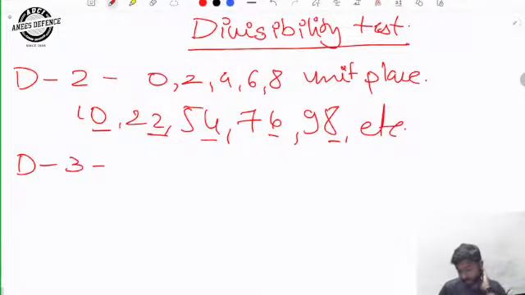A number is said to be divisible by 3 if... I'm writing it in short form, but you have to understand whatever I'm saying, what I mean.